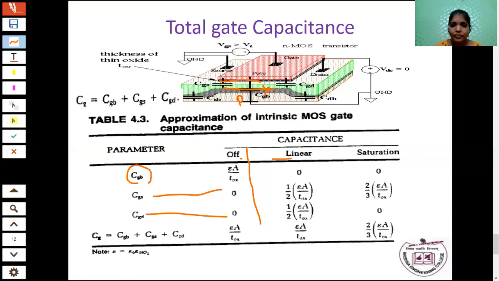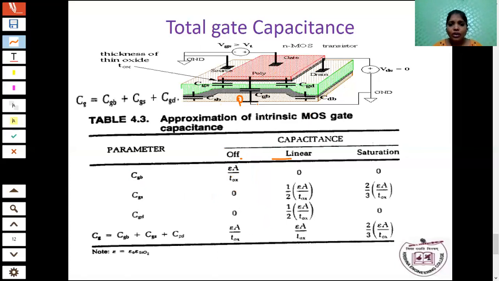It is equal to epsilon A divided by TOX. TOX is the thickness of the dielectric, epsilon is the permittivity, and A is the area, which is L into W, the length and width of the material.